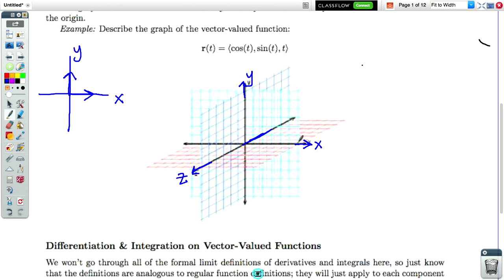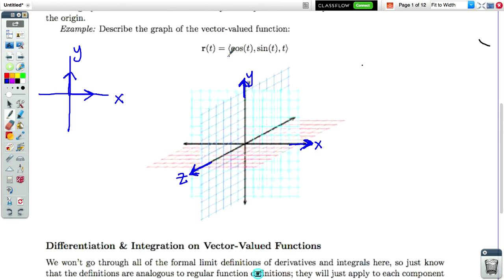So we've just verified that to the right is positive on the x-axis, up is positive on the y-axis, which is nice, it's what we would expect, and out this way is positive on the z-axis. And that is good to verify before we start graphing anything, which is what we're about to do. So our first example says, describe the graph of the vector-valued function given by, and this is bold so I can tell it's a vector, cosine of t, sine of t, and then just t.